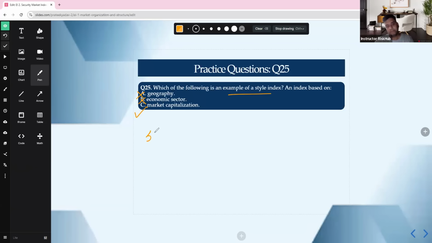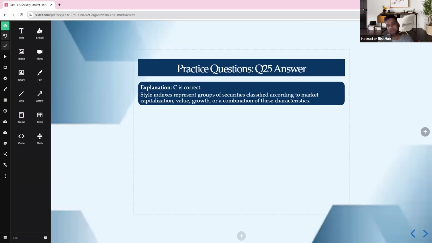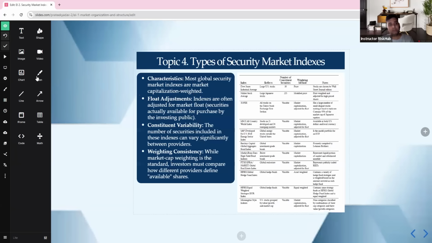You have style equal to your size plus your value or plus growth, right? Then again, keep in mind, it's not geography, it's not economic sector, it's market cap. This is style, size-based classification, right? Then we go into the next point, types of your security market indexes, right?